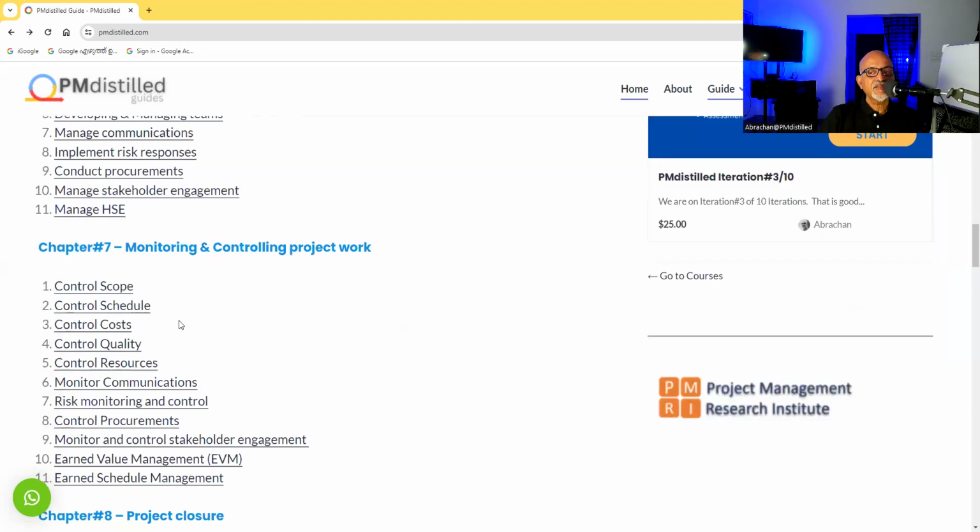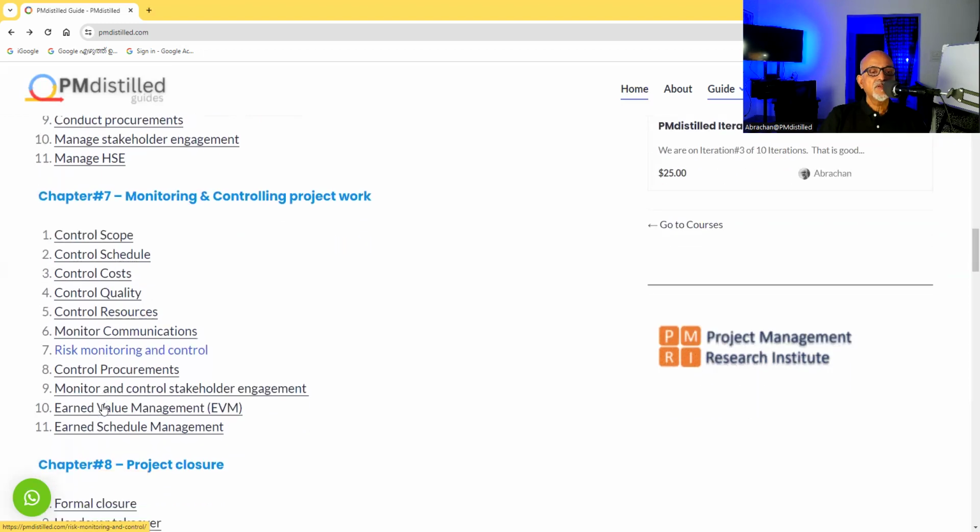Then chapter 7, the emphasis is on monitoring and controlling project work. We talk about controlling scope, controlling schedule, control costs, control quality, control resources, and monitor communications, risk monitoring and control, control procurements, monitor and control stakeholder engagement, earned value management in detail, and earned schedule management as well.